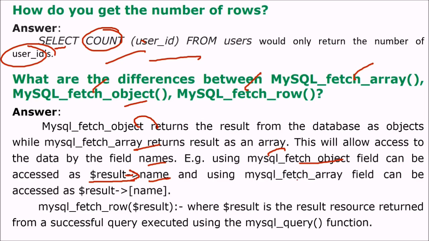And using the array, you can access it just like we access an array in our programming languages. And what about the row? mysql_fetch_row. Whatever the result is, this $result is the result resource returned by the successful query. Now this can be executed using the mysql_query function, right?